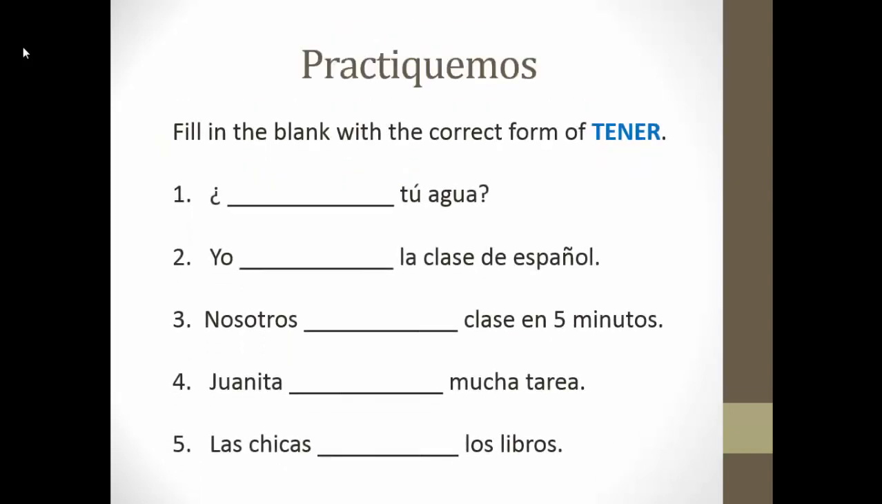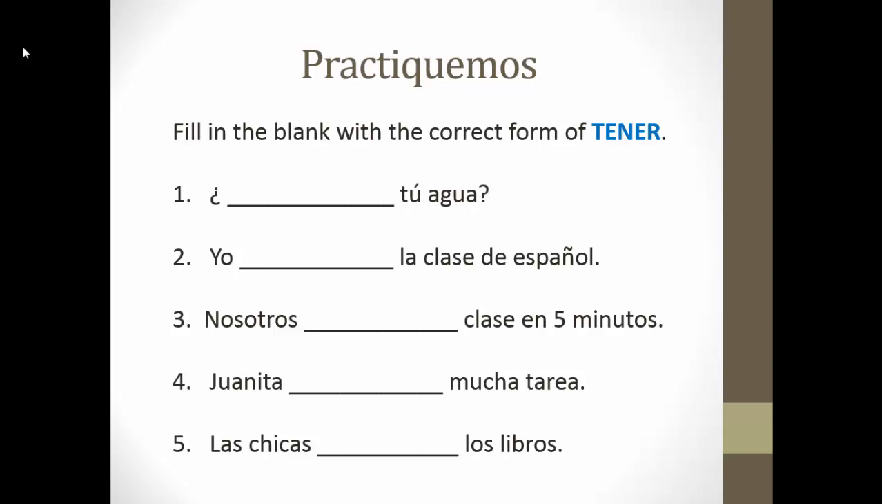Practiquemos. Fill in the blank with the correct form of tener. Use the verb chart on your note guide to match the form of tener with the subject. Our subject in número 1 is tú. So it should say, ¿Tienes tu agua? Do you have water? Número 2.